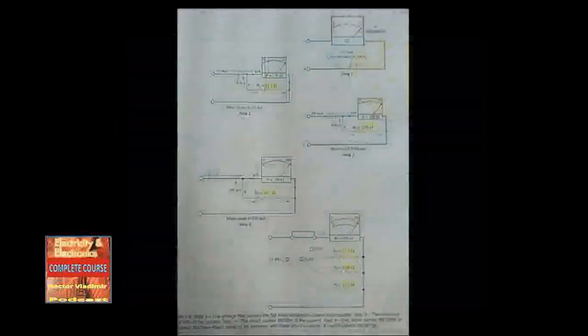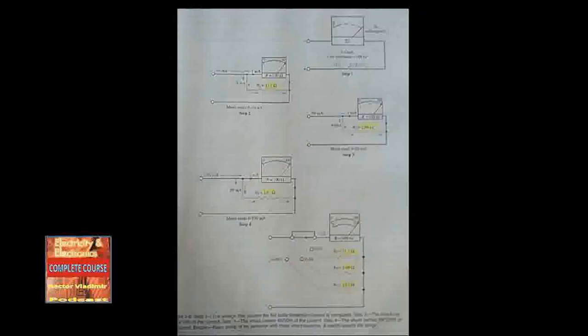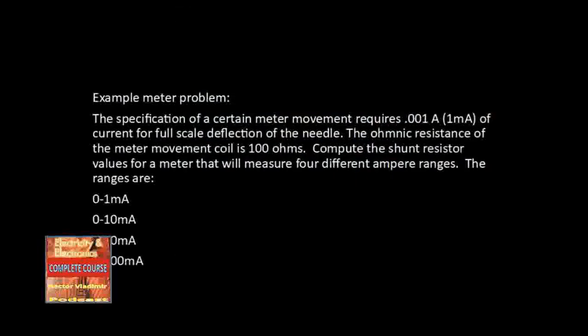This allows you to insert the meter into the circuit. You're connecting the meter in series with the circuit or device you're trying to measure. Example: the specification of a certain meter movement requires 0.001 ampere, or 1 milliampere, of current for full-scale deflection to the needle. The ohmic resistance of the meter movement coil is 100 ohms.